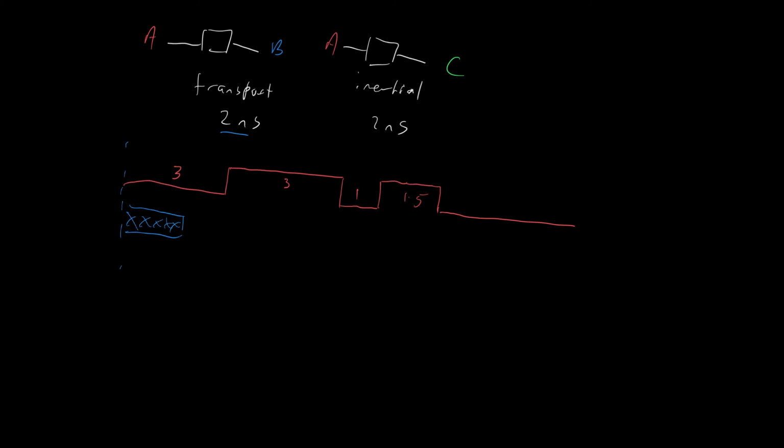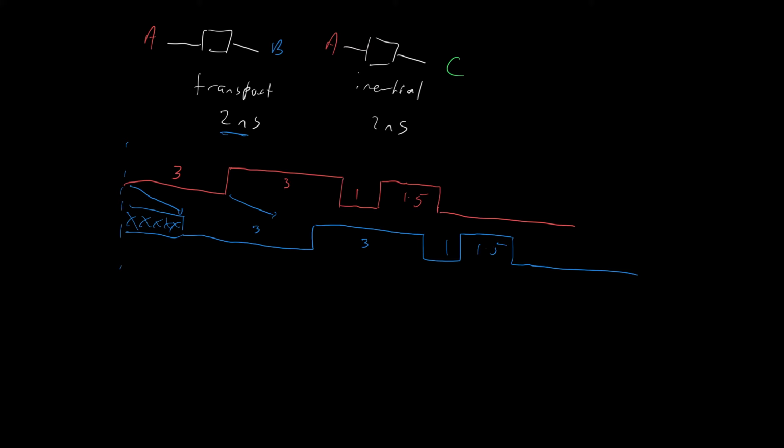And then with a transport delay, I simply shift everything by 2 nanoseconds. So this point gets shifted by 2 nanoseconds, this point gets shifted by 2 nanoseconds, and so forth. So notwithstanding my drawing abilities, we're going to have something that goes up here, across here for 3, down for 1, up for 1.5, and then down again. So it's simply a shifted version of what we see in red.